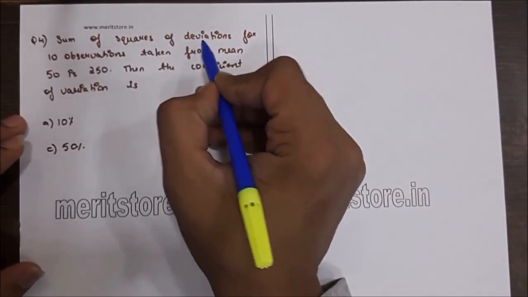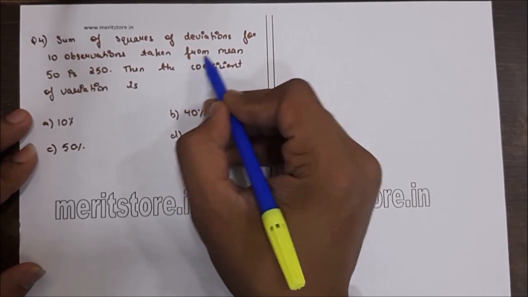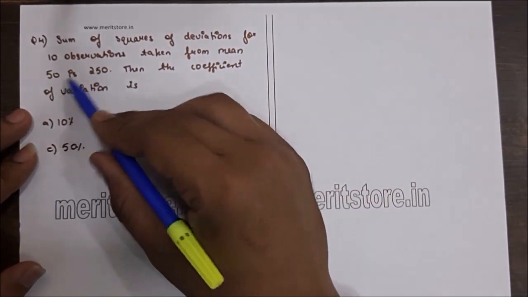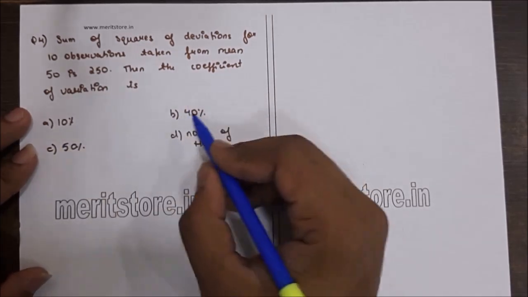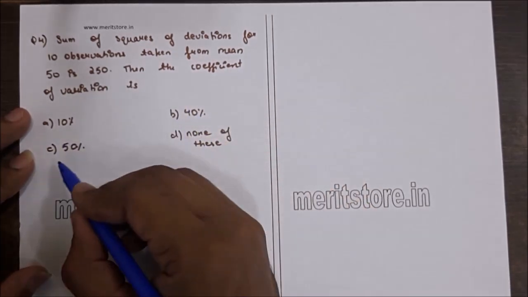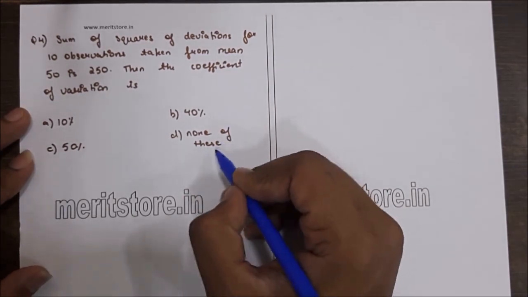The sum of squares of deviations of 10 observations taken from the mean 50 is 250, then the coefficient of variation is: option A 10%, option B 40%, option C 50%, option D none of these.